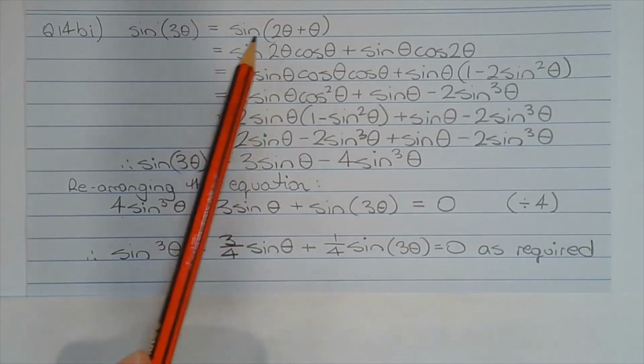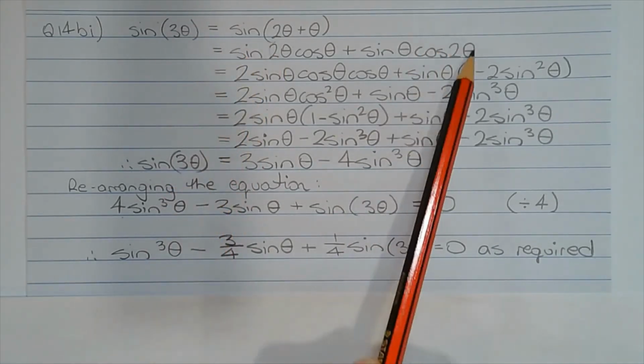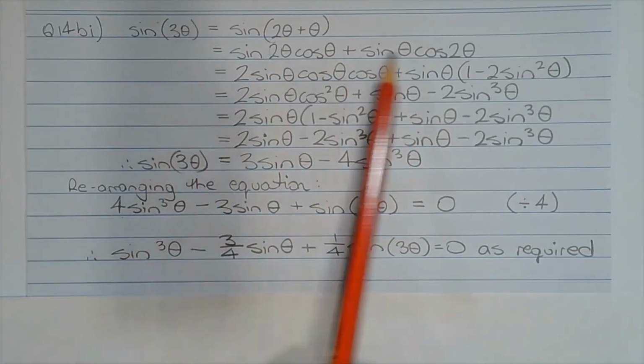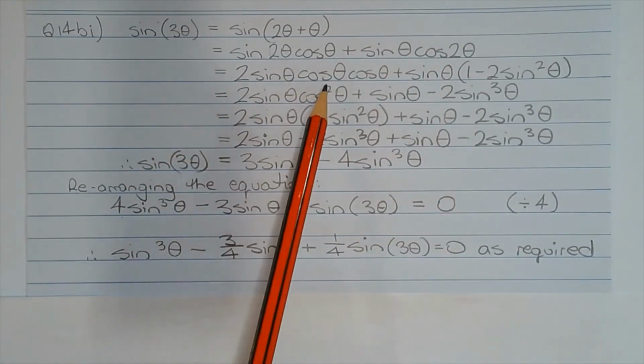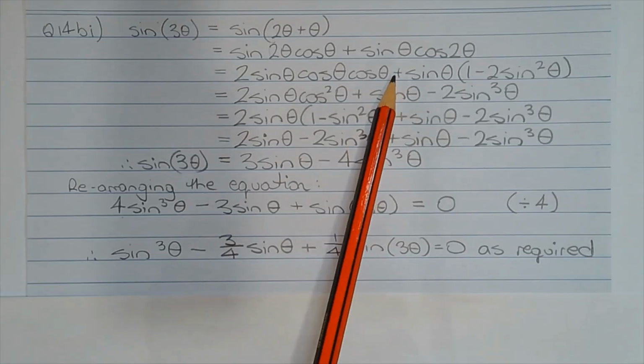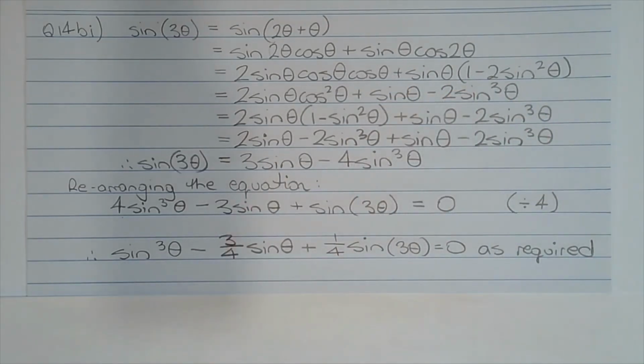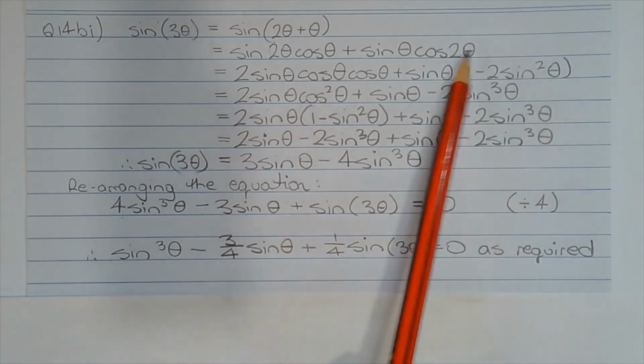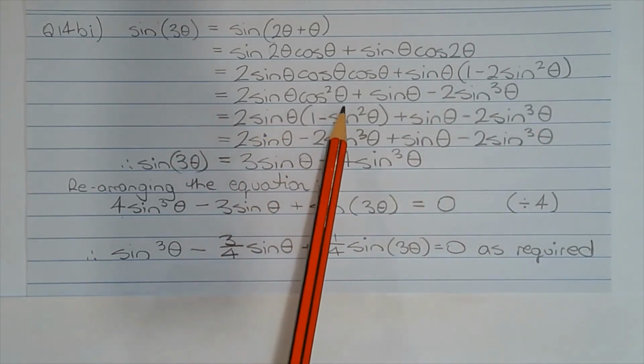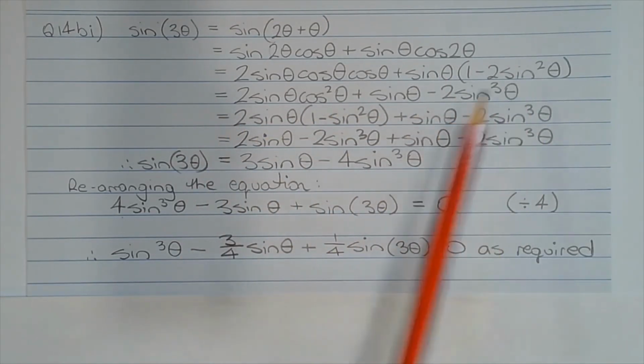Now we have the sine of a double angle here and the cosine of a double angle here. So expanding all that, we get 2 sine theta cos theta multiplied by cos theta plus sine theta outside of 1 minus 2 sine squared theta. Expanding the brackets, we get 2 sine theta cos squared theta plus sine theta minus 2 sine cubed theta.